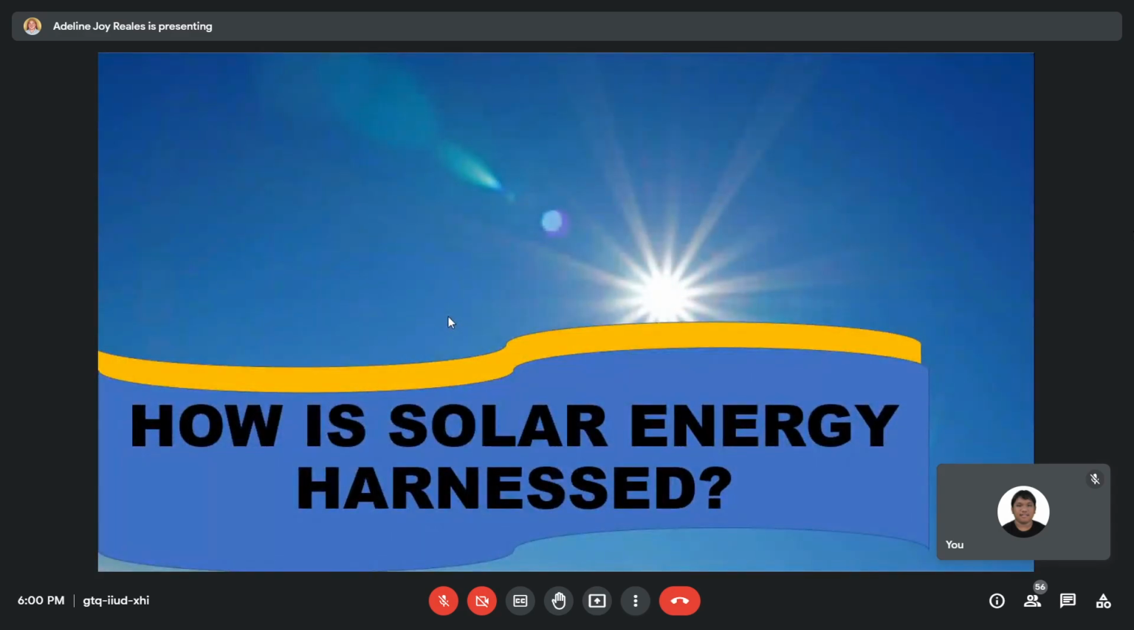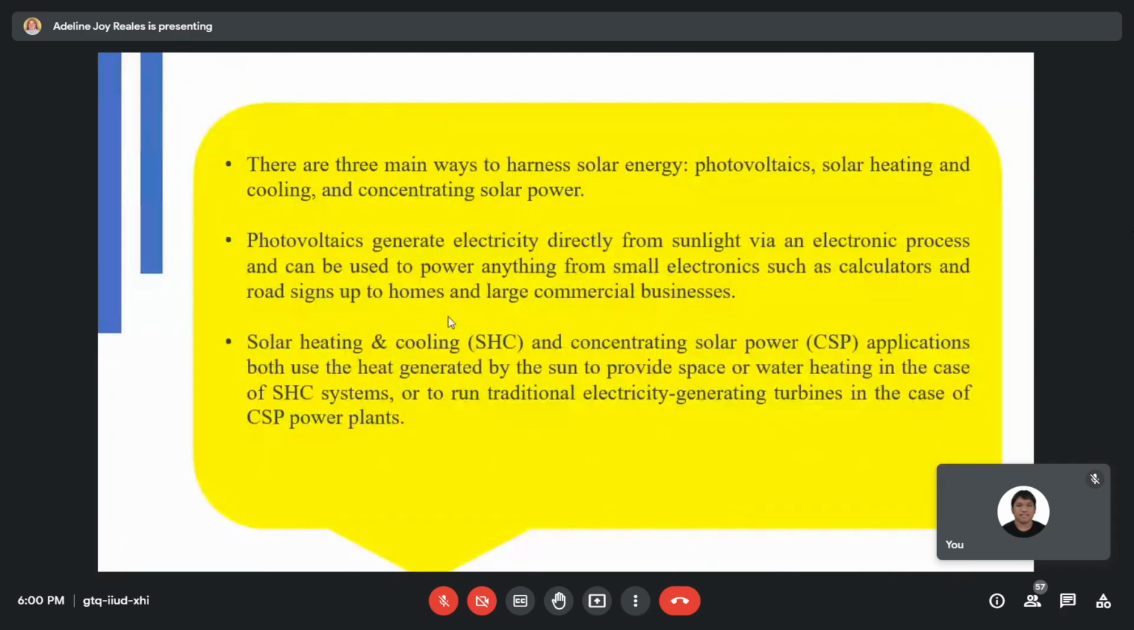How is solar energy harnessed? There are three main ways to harness solar energy: photovoltaics, solar heating and cooling, and concentrating solar power. Photovoltaics generate electricity directly from sunlight via an electronic process and can be used to power anything from small electronics such as calculators and road signs up to homes and large commercial businesses.